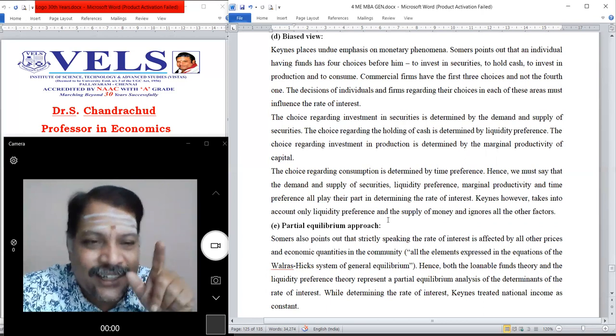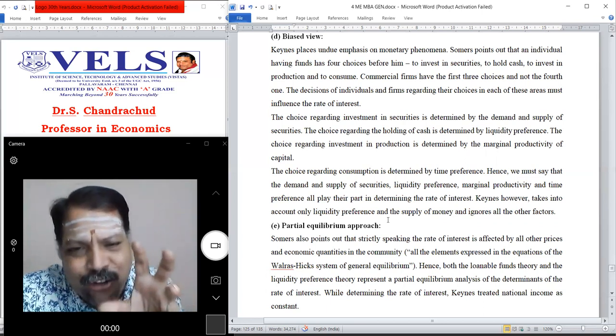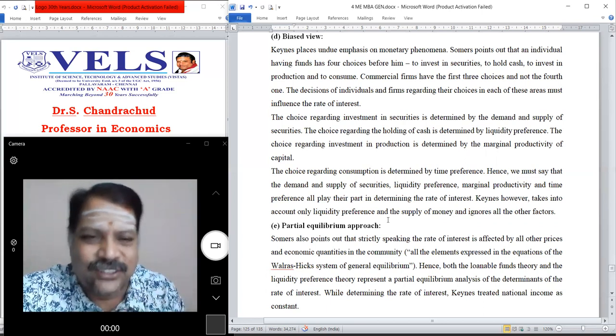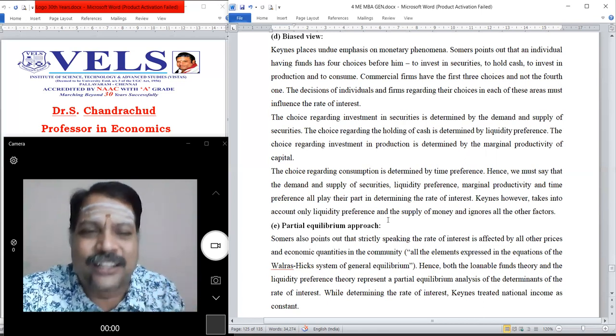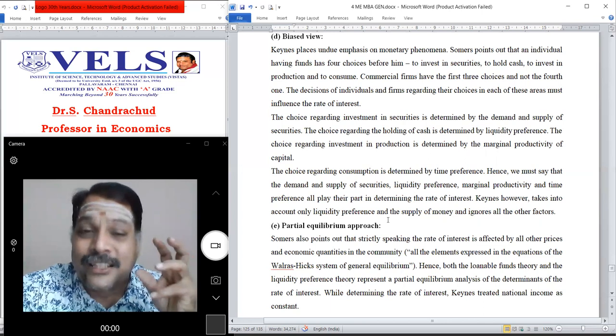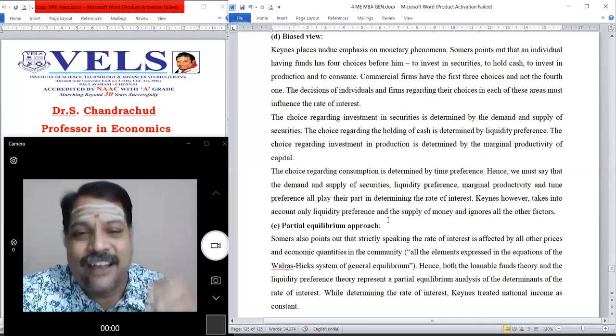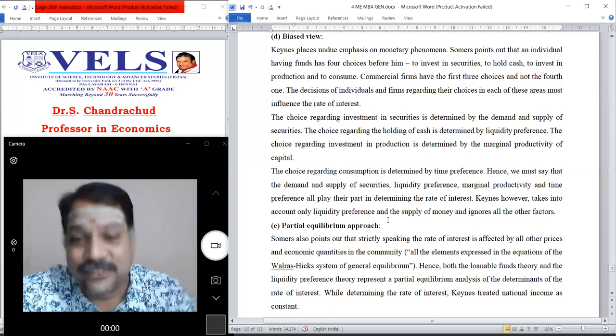However, Keynes takes account only of the liquidity preference related to the rate of interest. The supply of money has been ignored. And of course, the time factor is ignored. So this particular theory has been criticized in many ways.